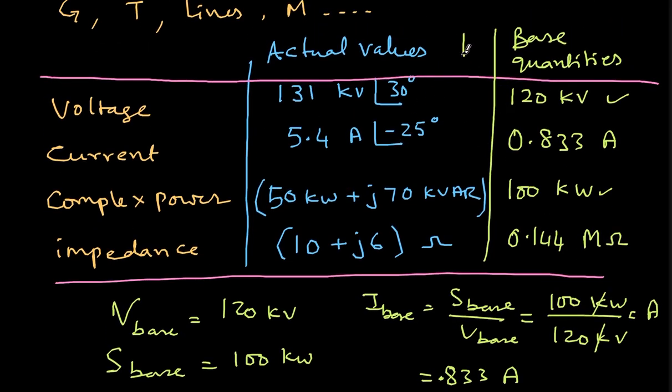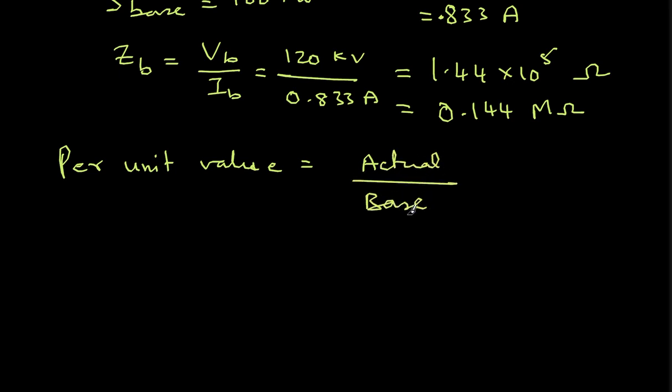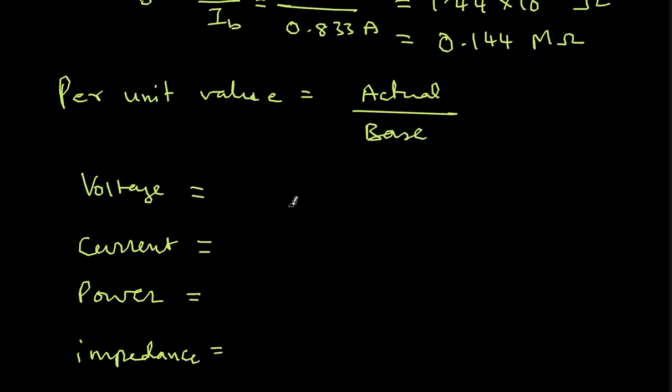So I have one column of actual values and I have one column of base quantities. Therefore, to calculate the per unit, just divide the actual values by base quantity. So per unit value is nothing but actual divided by base. Once you choose the system of base quantities, you divide the actual by base, and you'll get it. So I have voltage, current, power, and impedance. For each case, I will do actual by base.